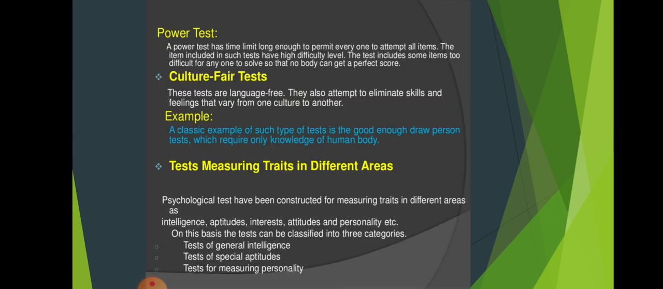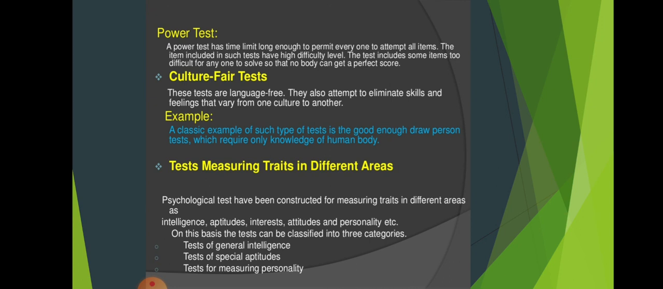Now we'll talk about power tests. A power test has a time limit long enough to permit everyone to attempt all items, and the items included in such tests have a high difficulty level. The test includes some items too difficult for anyone to solve, so that nobody can get a perfect score. The objective is to check the power of the person to complete the particular test, and on that basis they get assessed.